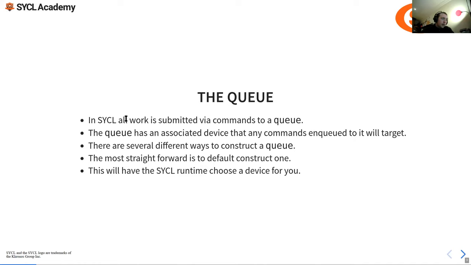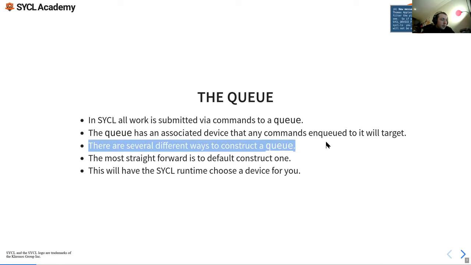So the queue. In SYCL, all work is submitted via commands to a queue. The queue has an associated device that any commands enqueued to it will target. When you construct a queue, it gets some device in some manner. It might be a default that you can specify with a device filter, or you could explicitly ask for a GPU. You can also write your own device selectors, which is outside the scope of this, but you could feasibly choose a device that's only a CUDA device that has a certain string in its name or something like that. You can define your own ways to select devices.